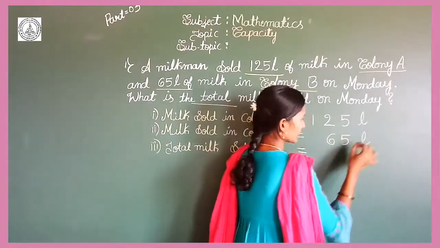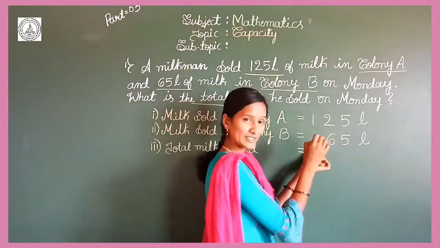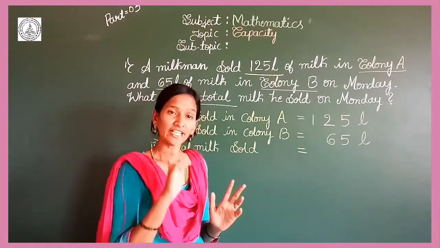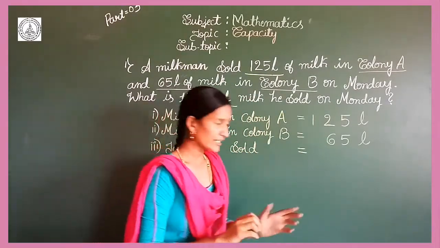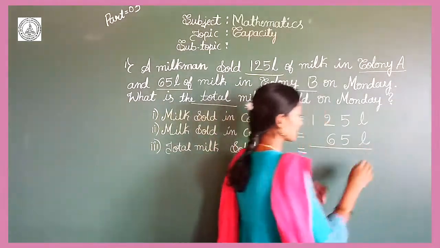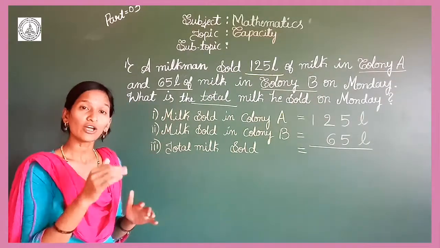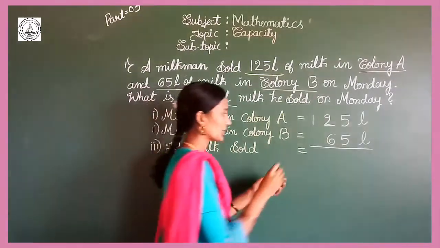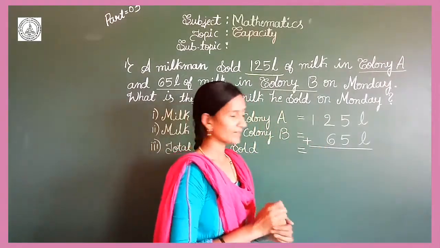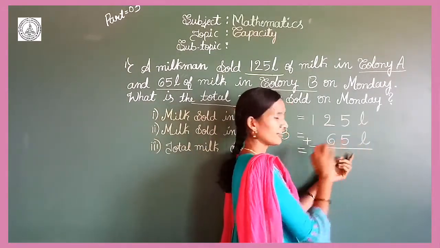65 liter. Okay, don't start from 100 place. Because in 65 the 100 place is absent. Only a tens and ones place are present, right? So write down 65 here. So next, what is the next step? So you have to find out the total milk sold on Monday, right? Means you have to add these two. Then you are getting the total milk. Okay. So yes, it is 125 liter plus 65 liter.